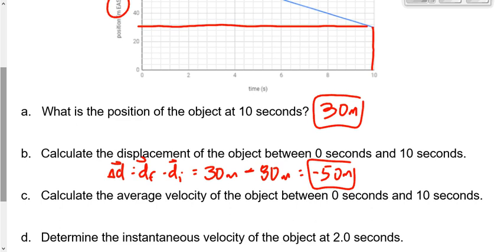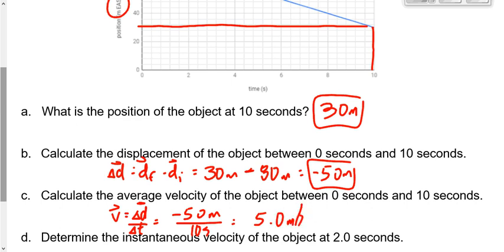What's the average velocity between 0 and 10 seconds? What's the average velocity equal to? The slope of the graph. I like to calculate the slope by just saying displacement over time. That's what it is, right? Rise over run, delta y over delta x, y2 minus y1 over t2 minus t1, displacement divided by time. Same thing. I like to write it like this because I already found the displacement. It's 50 meters. The time is 10 seconds.